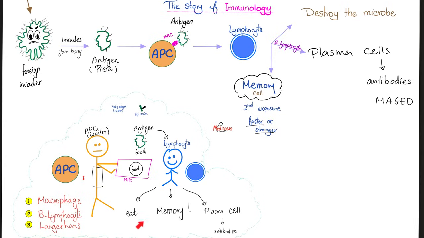food. Why do you want to destroy the food? Because it's a foreigner. Why do you want to remember it? So that the second exposure to the same organism or the same toxin is faster and stronger.